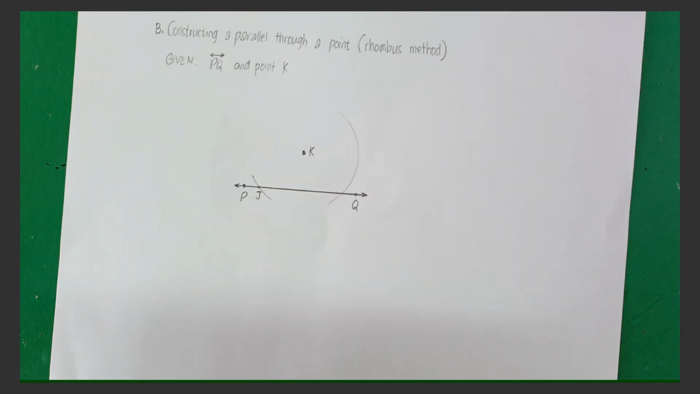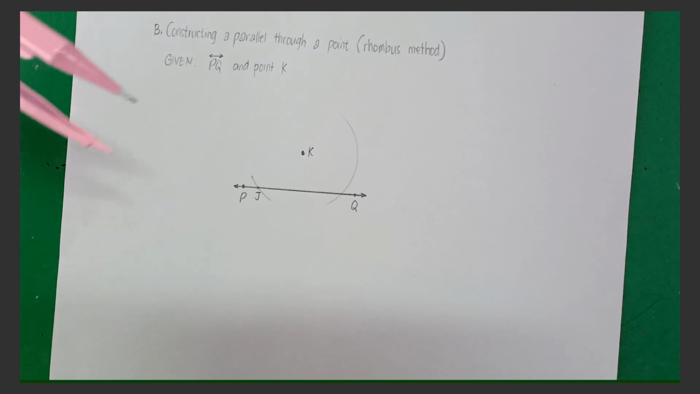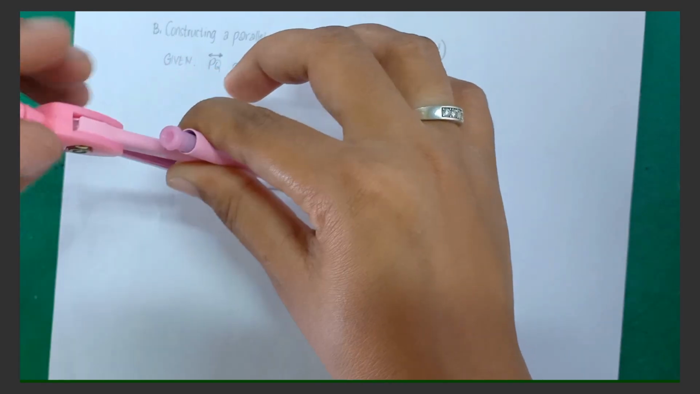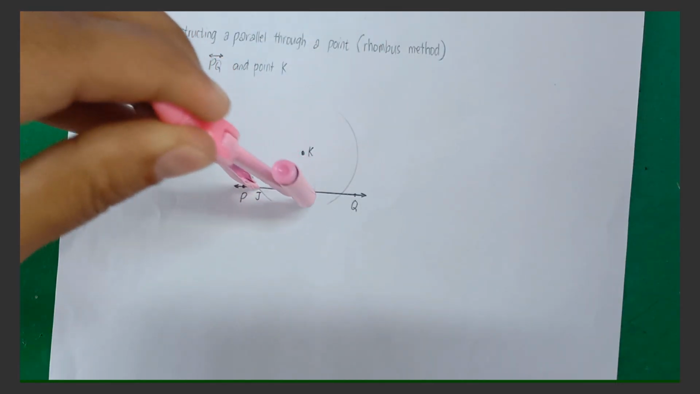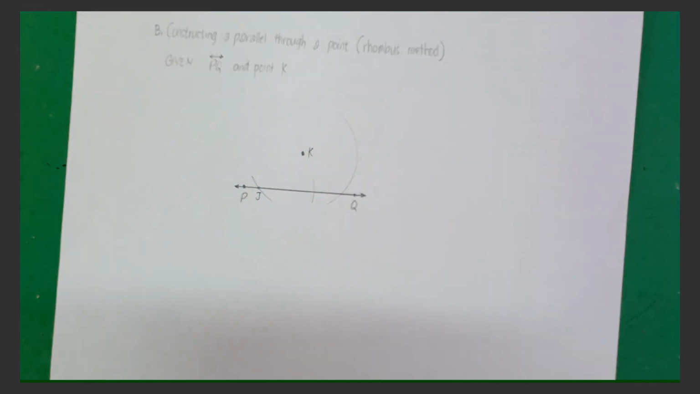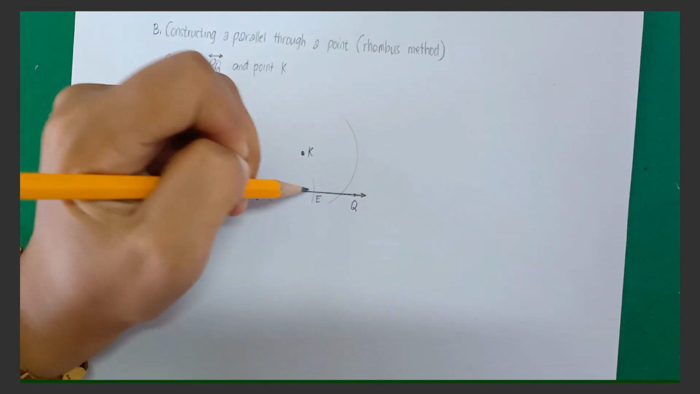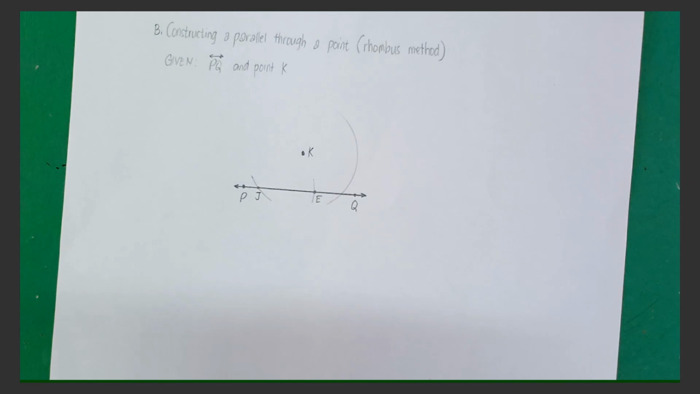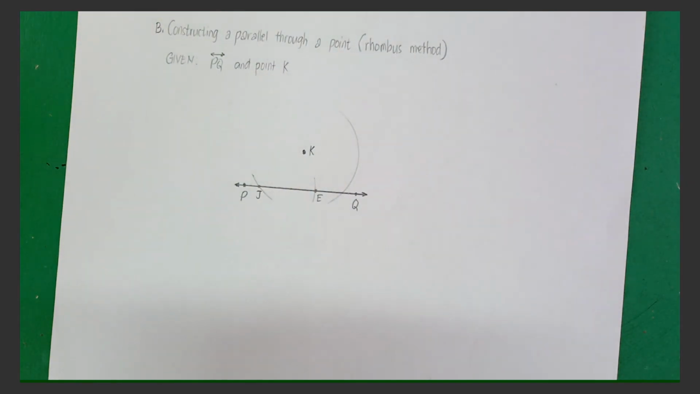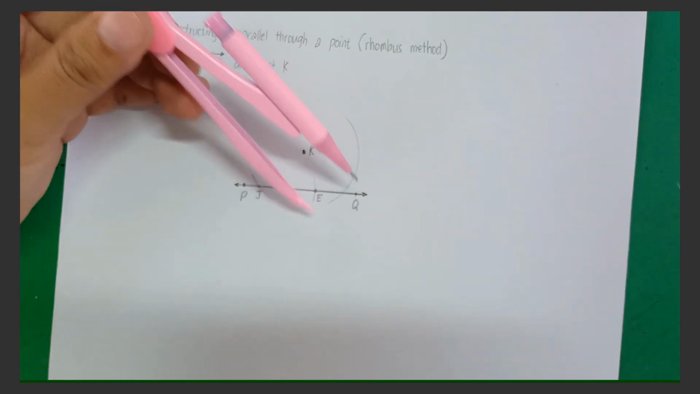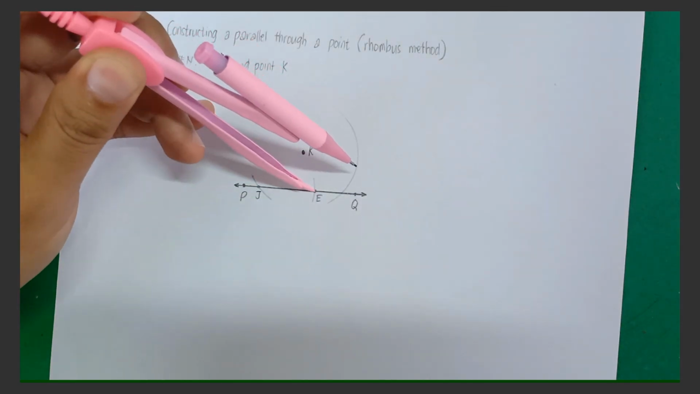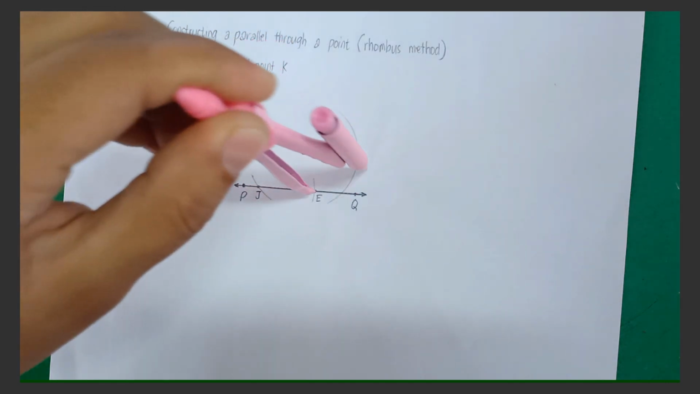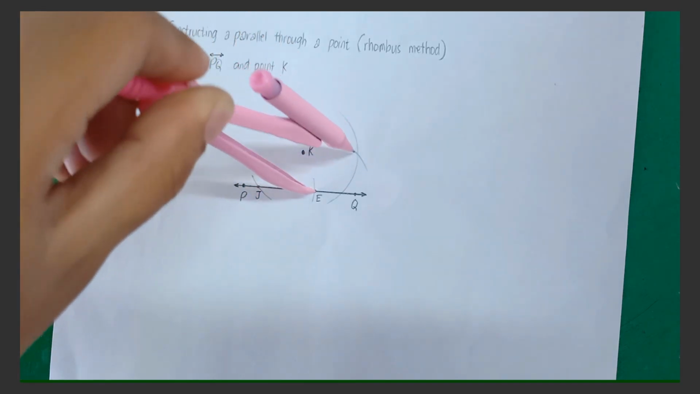Without adjusting the opening of the compass, move the compass to J and draw an arc across PQ and label this point E. So from J, let's draw an arc here, and label this intersection as point E. Just to emphasize, this is the intersection. And again, without adjusting the span of the compass, move the compass to E and draw an arc across the large arc to the right of K. And like this, let's label this as S.